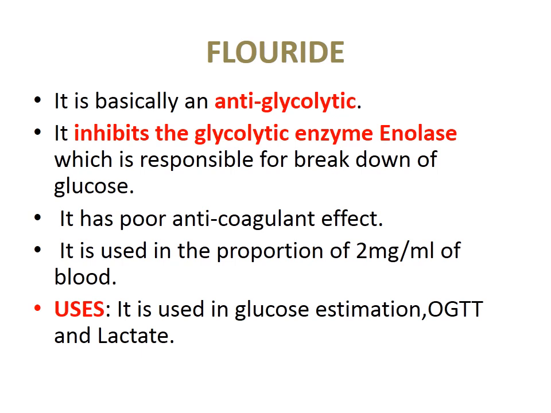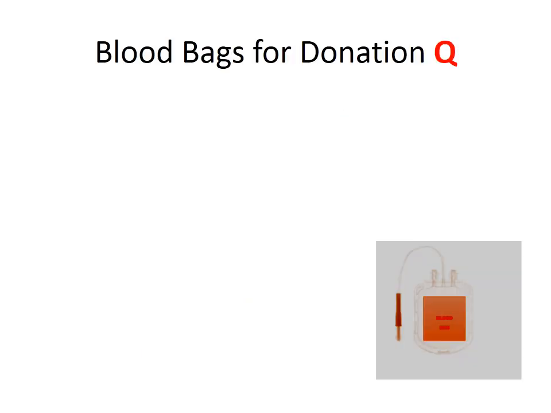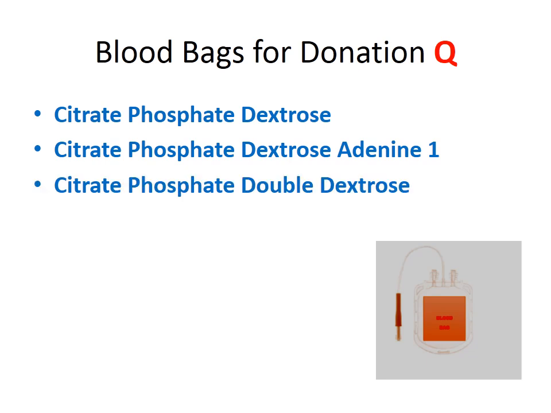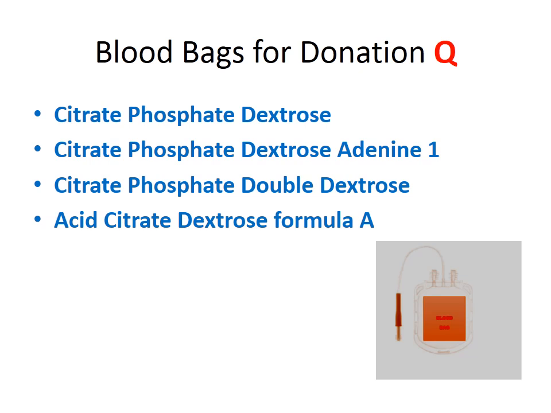Now it's trivia time. Let us check what anticoagulants are used in blood bags for donation. They have citrate phosphate dextrose, that is CPD, citrate phosphate dextrose adenine 1, citrate phosphate double dextrose, and acid citrate dextrose formula A. Now this acid citrate dextrose formula A is commonly used in blood bags that are used for blood transfusion or blood donation. They have a capacity of 350 ml routinely.